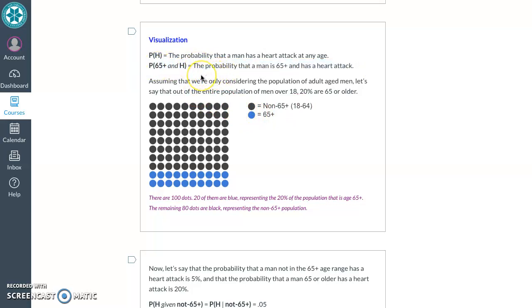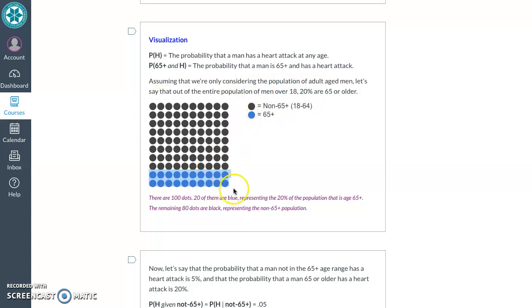Now, these are not real numbers. These are numbers that I made up that seem in the ballpark of reality and are easy to do math with. So let's assume we're only talking about men over 18, and let's say that of that population, 80% of them are under 65, so between the ages of 18 and 64, and that only 25% of the population is 65 or older.